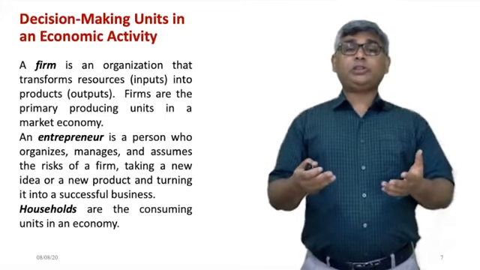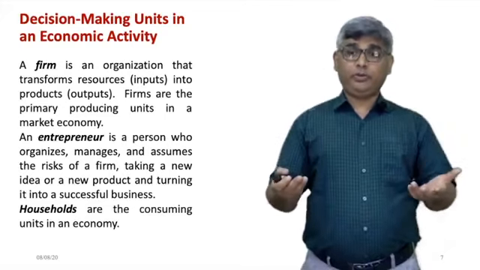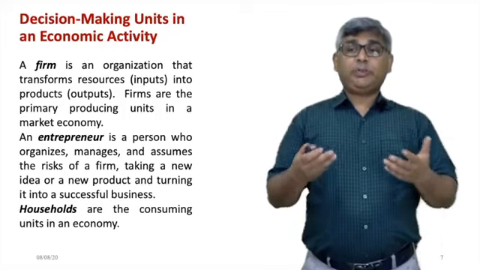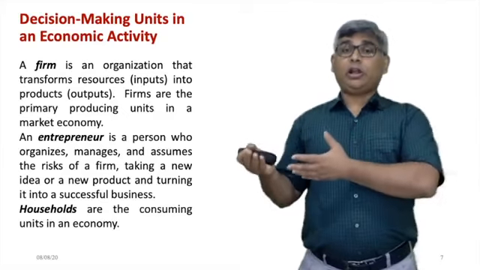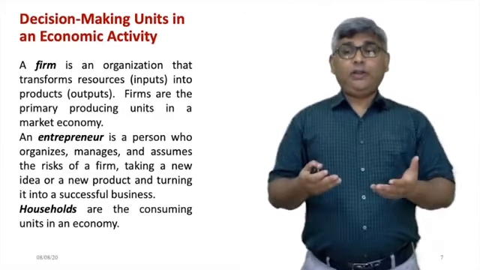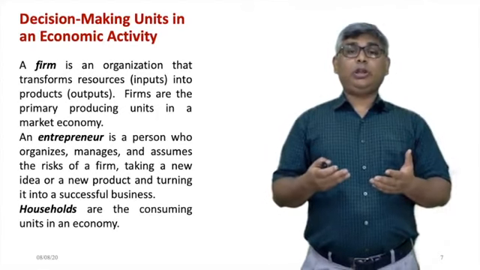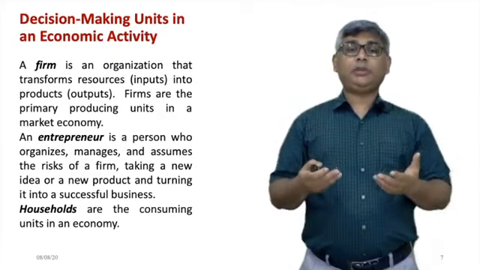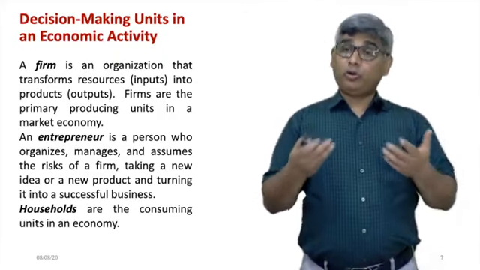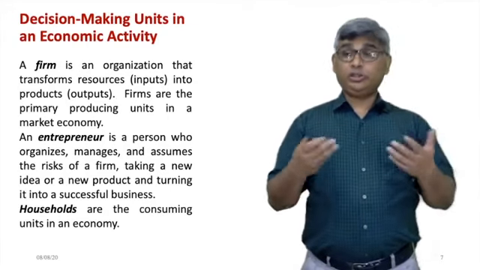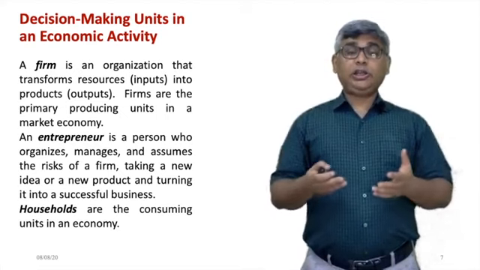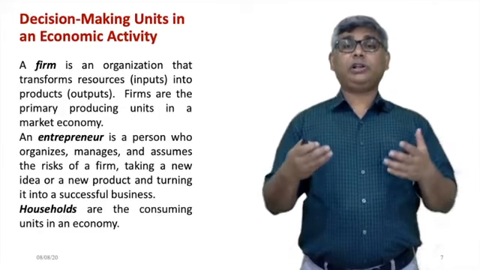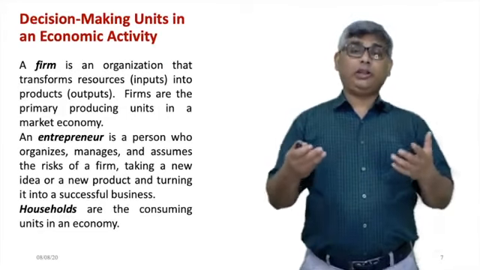So an entrepreneur is basically responsible for running a particular firm, and it is the entrepreneur whose policies decide whether the organization will flourish or not. And finally, the third decision-making unit are the end users, what we call households. They are basically consuming what is being produced by the firm on the instructions, on the policies of an entrepreneur. So these three are the basic things which play a critical role as far as the decision making in any economic activity is concerned.